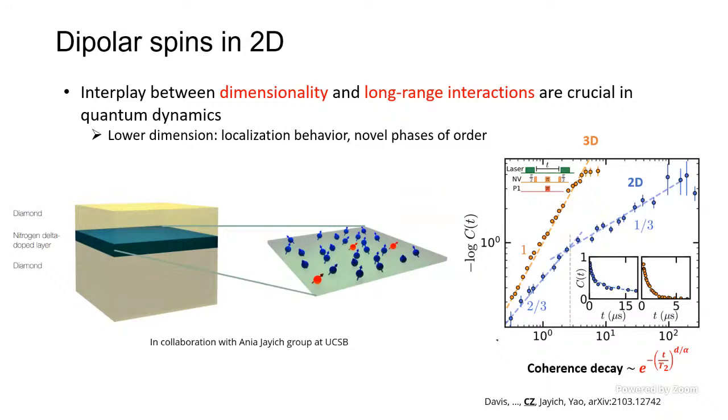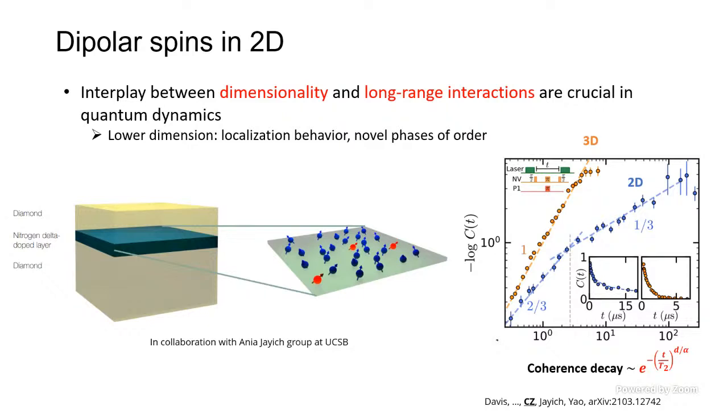And then in the 2D samples we recently fabricated, we can clearly see a significant difference in the profile, where you have a much slower decay at late time. And if we do the same analysis here, we can see the initial decay actually agrees with the 2/3 power law, which agrees with dimensionality equals 2 and alpha equals 3.